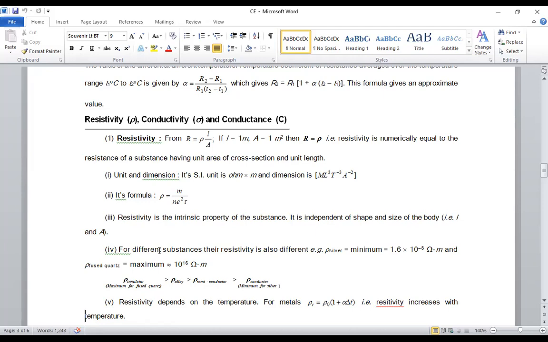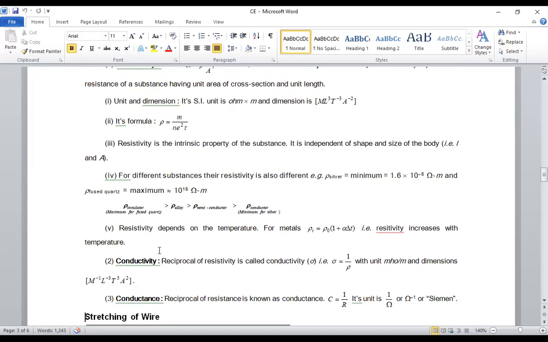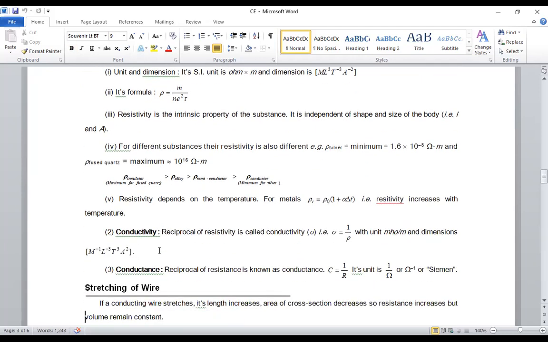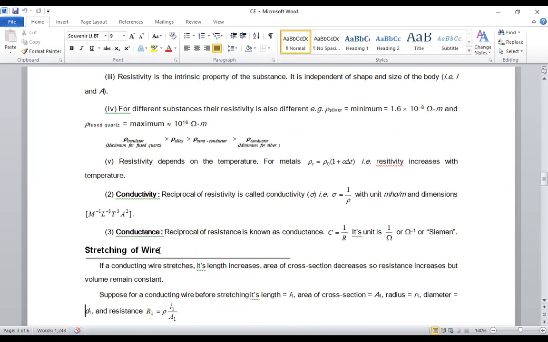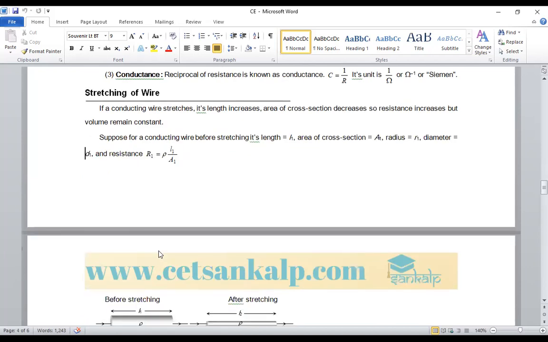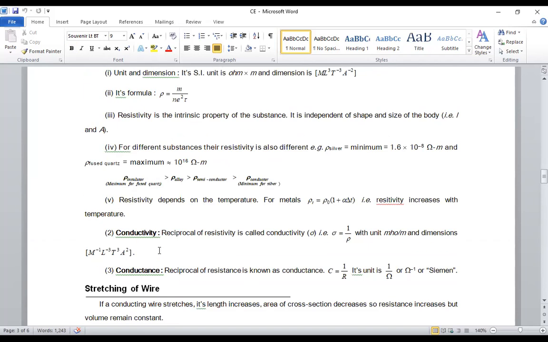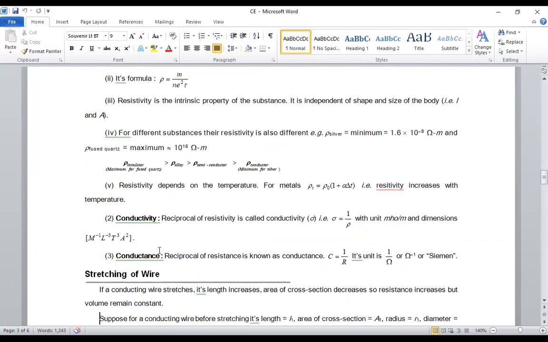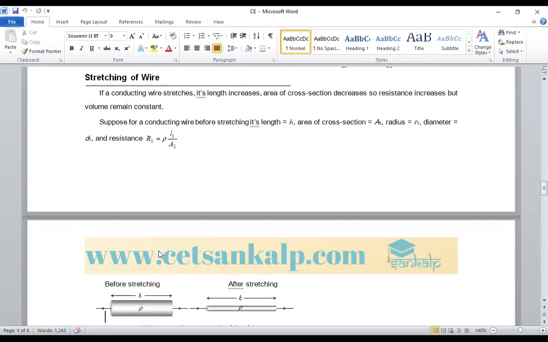Next, for different substances the resistivity is also different. For silver it is minimum. So from that you can say silver is the best conductor of electricity. Conductivity is nothing but the reciprocal of resistivity. Conductance is the reciprocal of resistance. I hope you are clear with that.